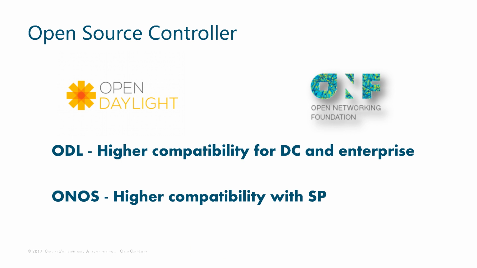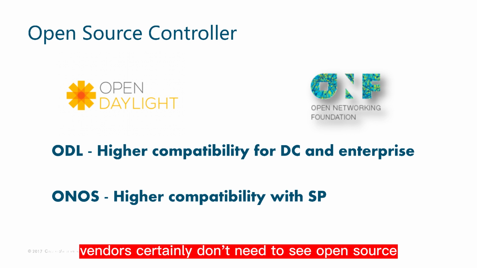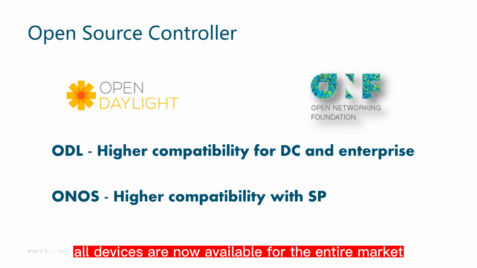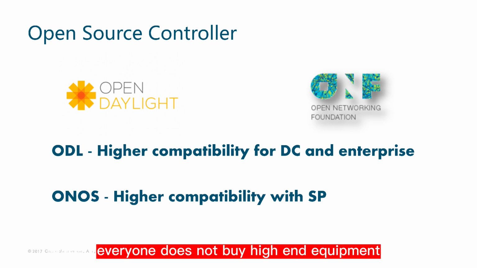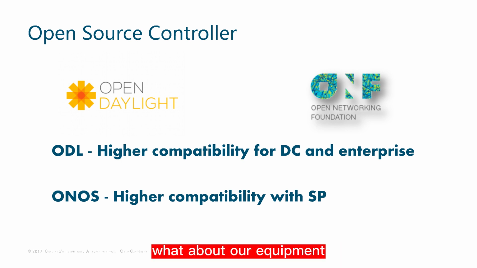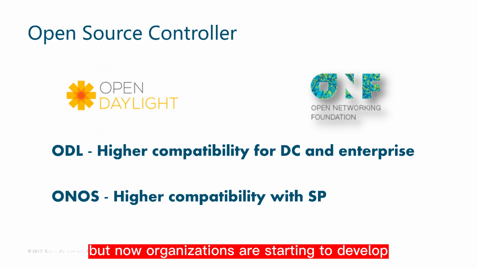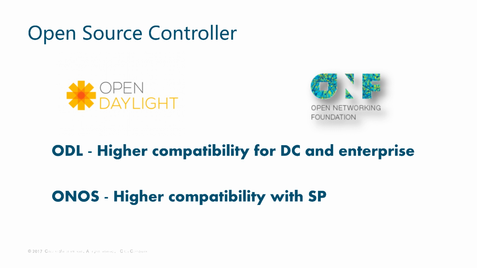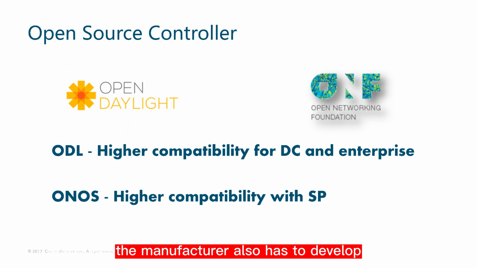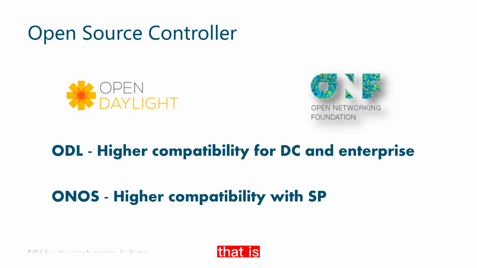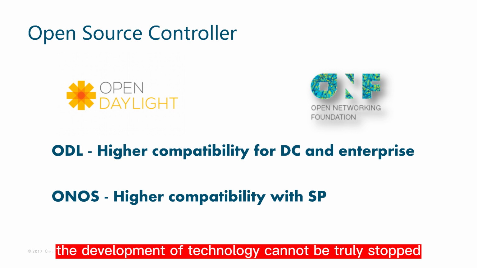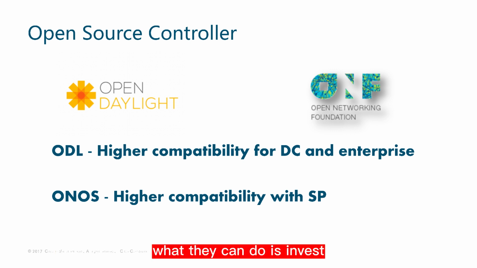But as I also said, vendors certainly don't want to see open source. All devices are now available to the entire market. If everyone does not buy high-end equipment, what about our equipment? But now organizations are starting to develop such technology, so the manufacturers also have to develop. If the new generation of technology gets stronger and stronger in the future, then as the world's two largest manufacturers, they must want to stand on the wind. The development of technology cannot truly be stopped. What they can do is invest.